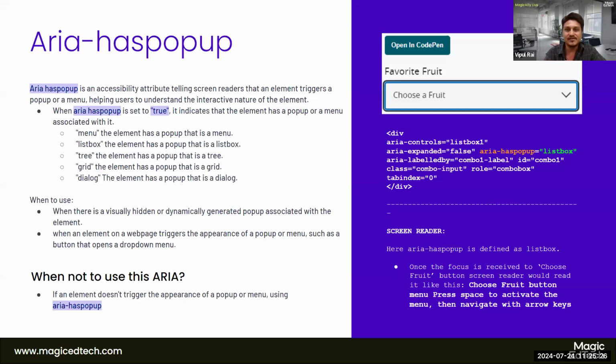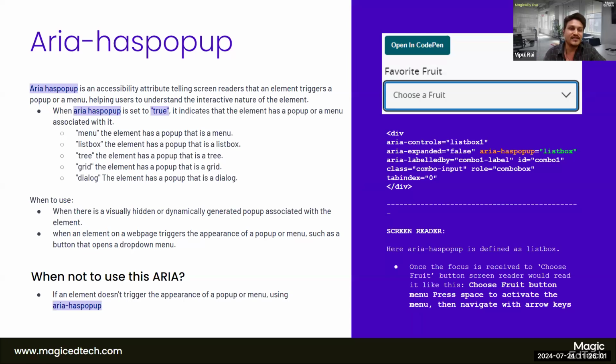For example, in this left panel section, we have a favorite fruit drop-down where a number of fruit items will be present. For this, we'll be providing ARIA has pop-up. It means that expanded will be set to false, and ARIA has pop-up is set to list box. The screen reader will announce it as choose fruit button menu, press space to activate the menu, then navigate with arrow keys. That is the navigation structure for screen reader users.